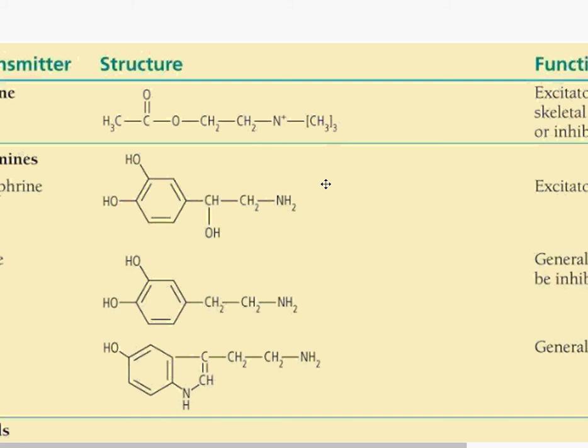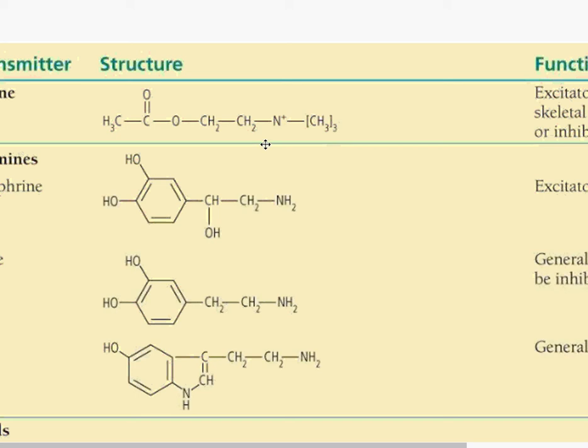The excitatory cause things to happen. The inhibitory cause things to stop happening. Acetylcholine is the neurotransmitter involved in skeletal muscle contraction. And so it is very important. All of your muscles are contracting because acetylcholine is working on them.